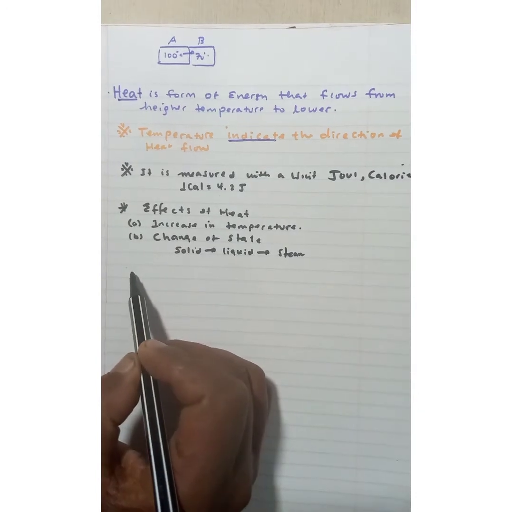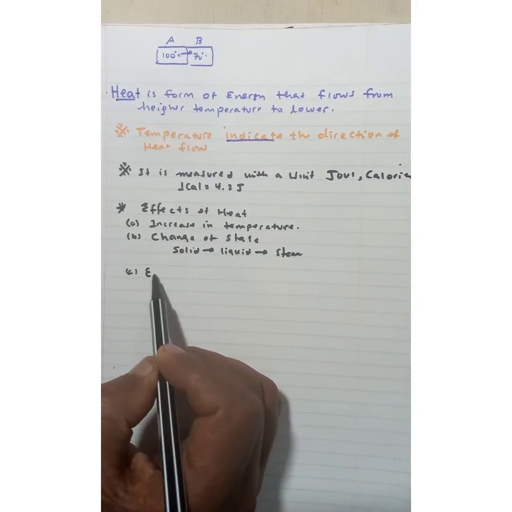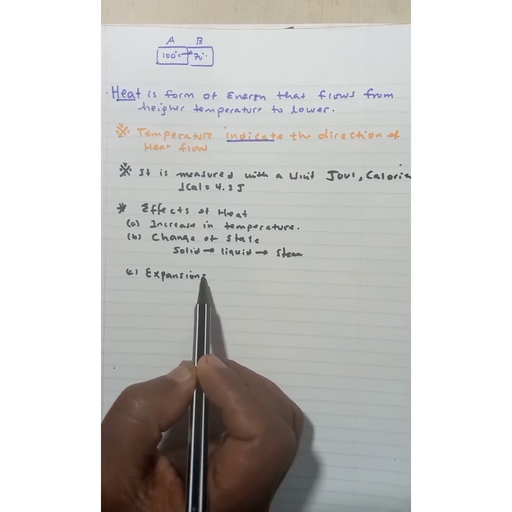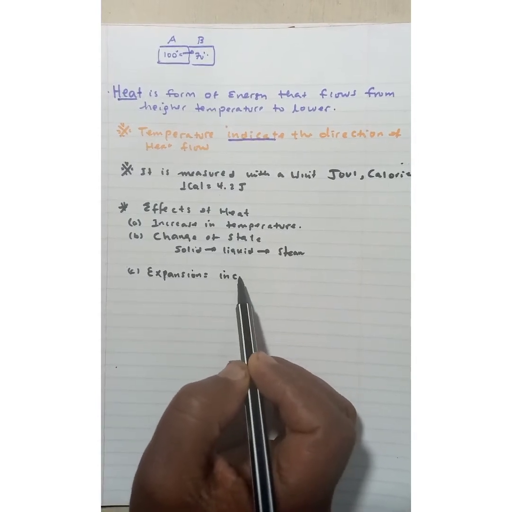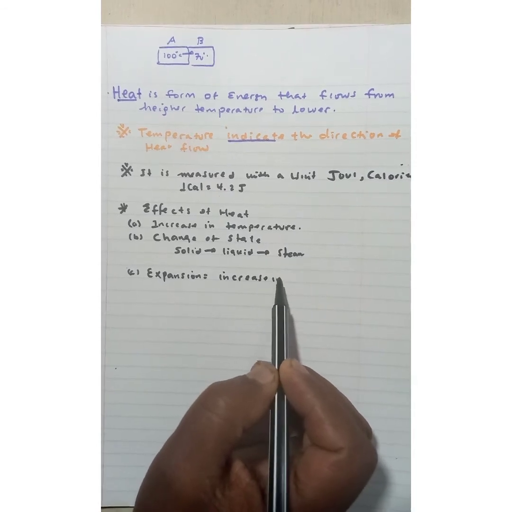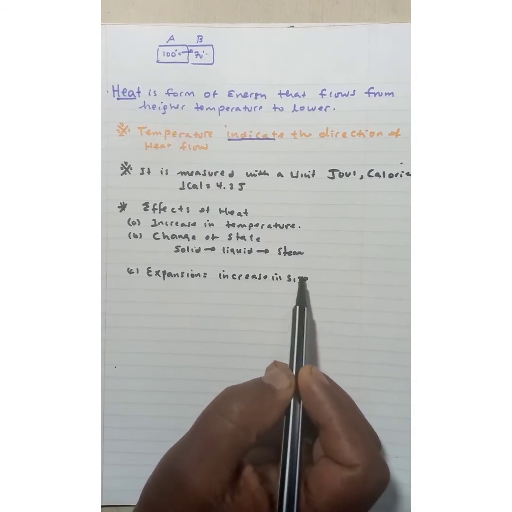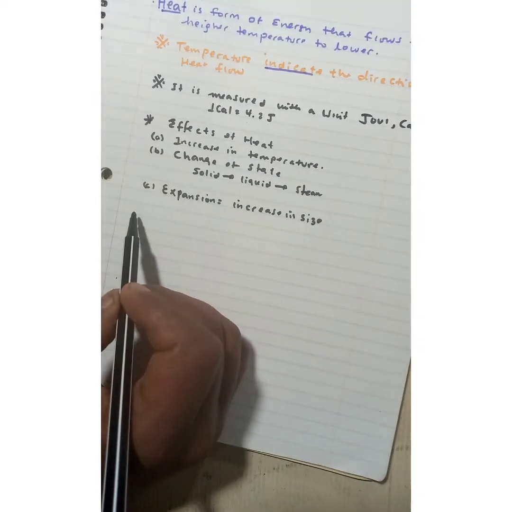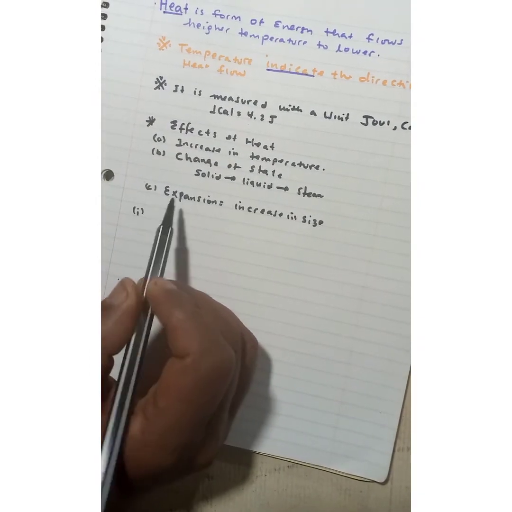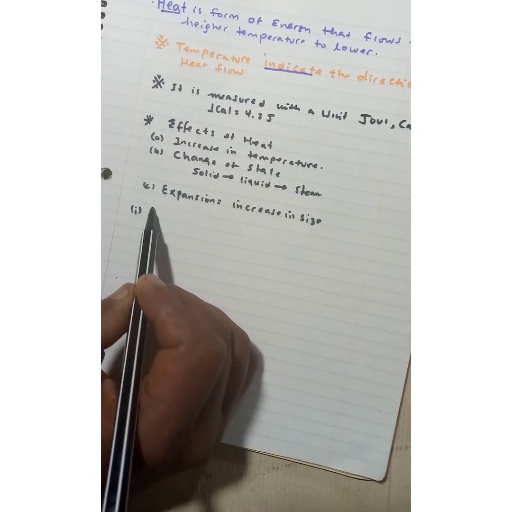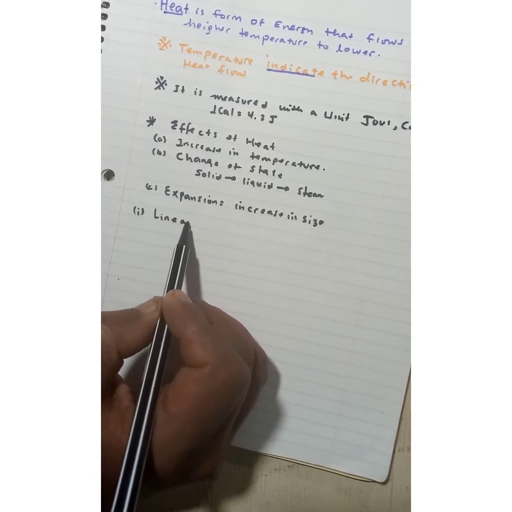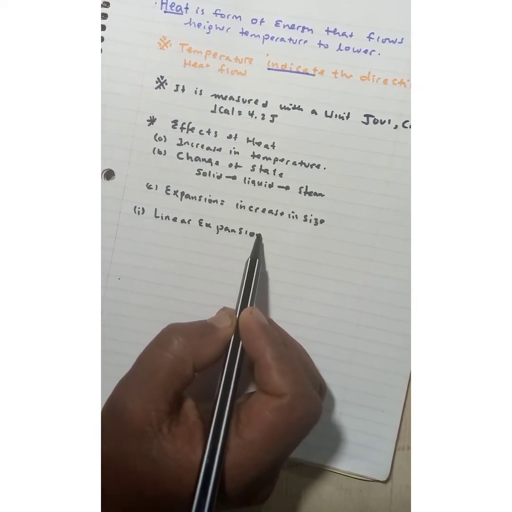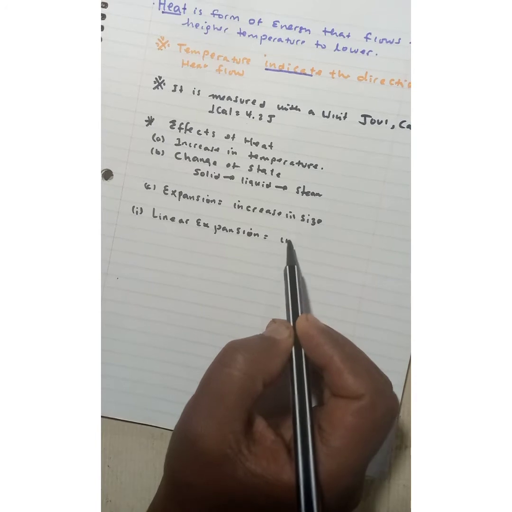The third effect of heat is expansion, which in this case is an increase in size. When we say expansion, there might be expansion in length. Such expansion is said to be a linear expansion, which is an increase in size.